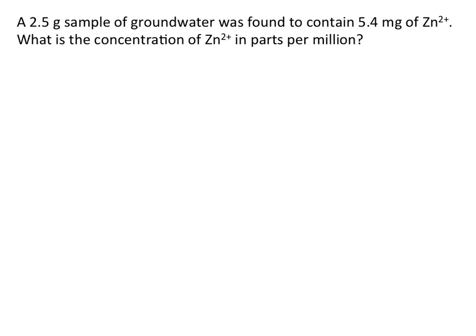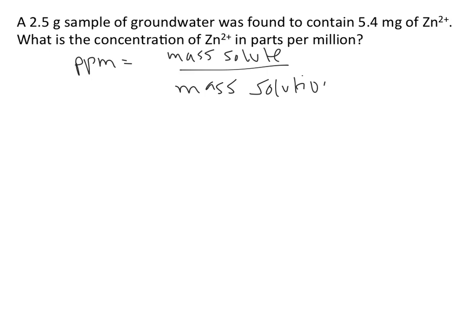So they've told us here that we have a 2.5 gram sample of groundwater, and it was found to contain 5.4 milligrams of zinc 2 plus ion. They want to know what the concentration of zinc 2 plus ion is in parts per million. Okay, so parts per million is going to be equal to the mass of our solute divided by the mass of our solution, times 10 to the 6th.